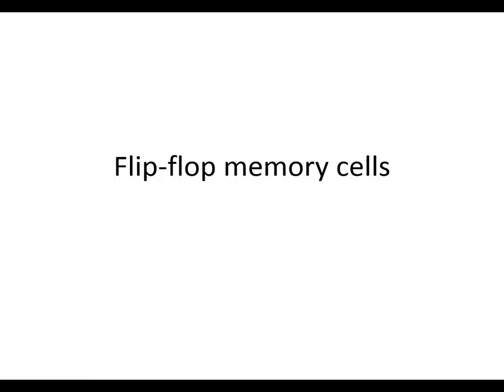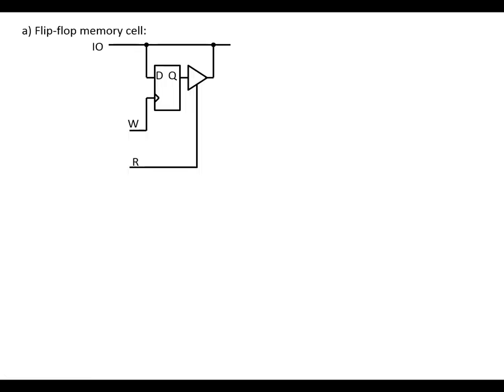Flip-flop memory cells. This is a basic flip-flop memory cell. We've got a flip-flop with D connected to the data line, so IO represents the input-output line, or the data line. Q is connected through the tri-state to the data line, so we can connect and disconnect it as we need to. We can get many different flip-flops attached to the data line, one at a time, with the tri-state.